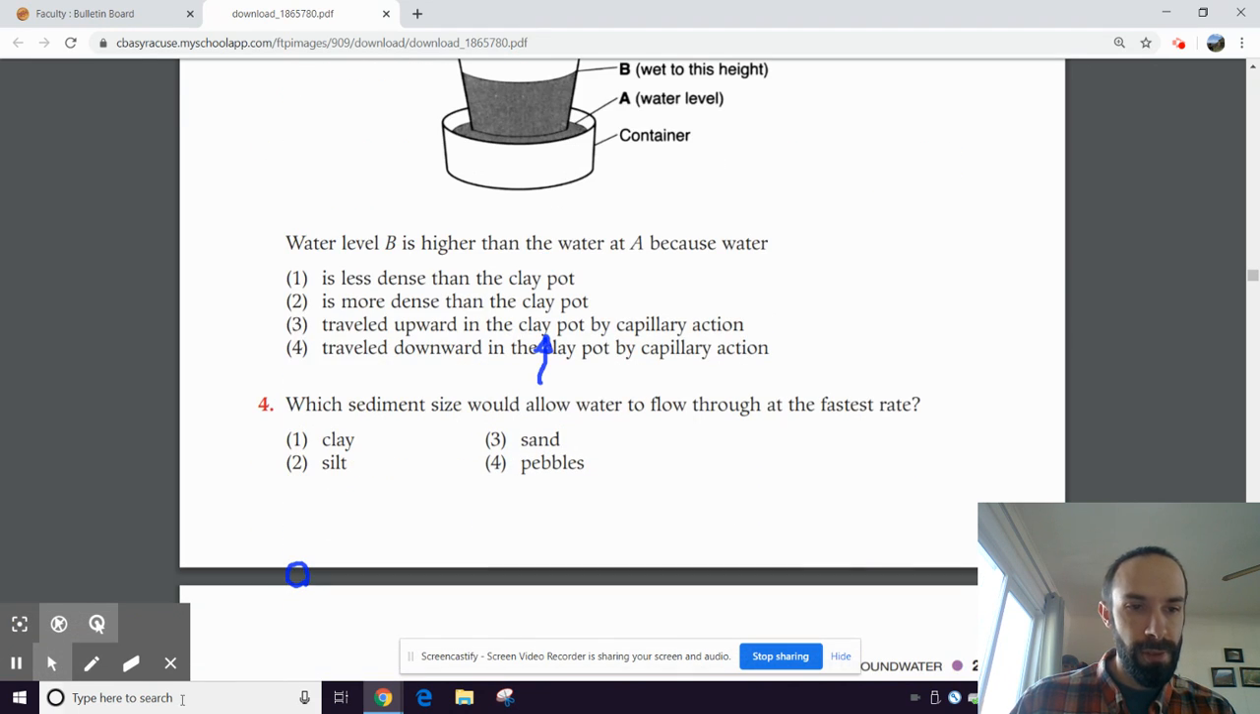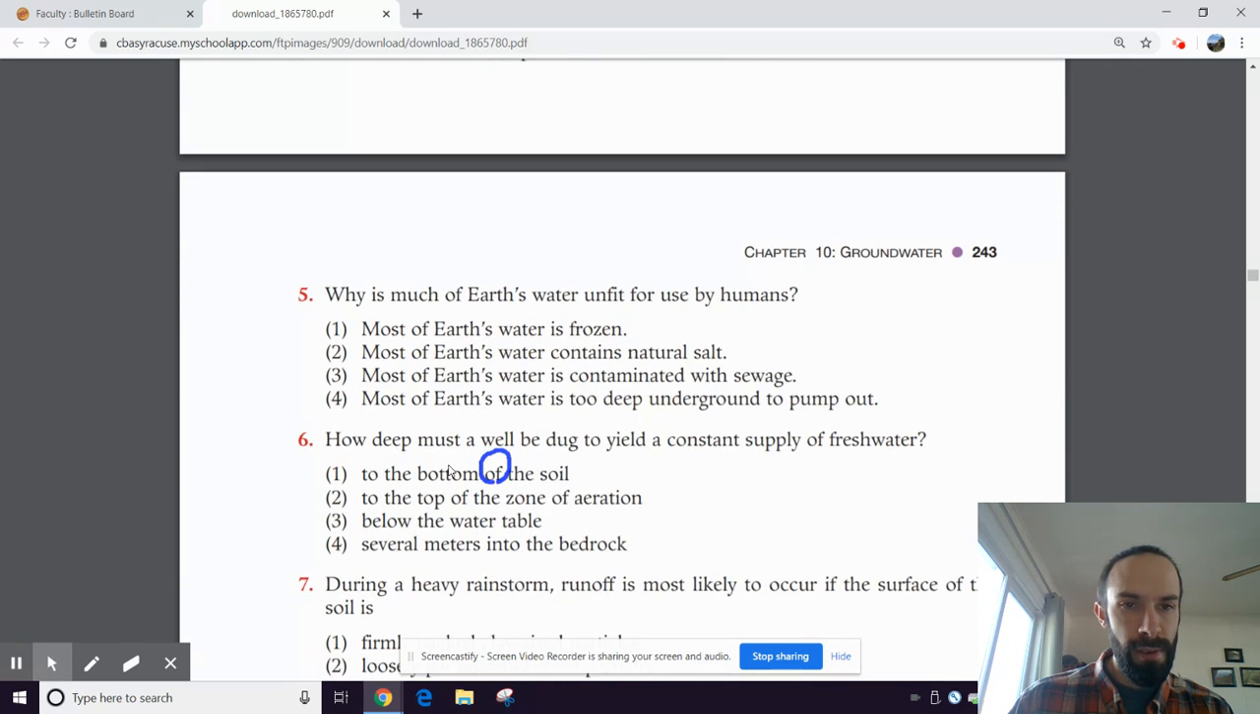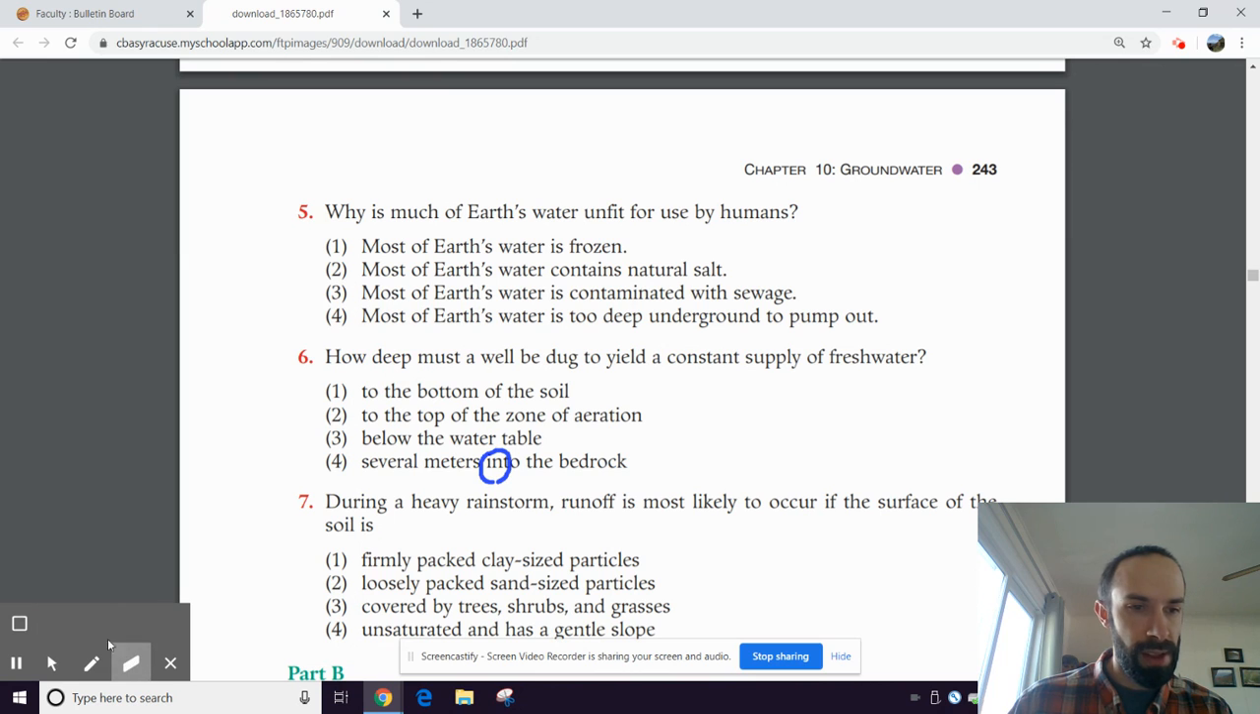All right. Number 4. I got to wipe this slate clean every time. Number 4, which sediment size would allow water to flow through at the fastest rate? We want water to go into the ground really quickly. That means we want big gaps in between the sediment. And the biggest gaps in between the sediment would be located in the biggest sediment. So the answer is pebbles for number 4. All right. Number 5.